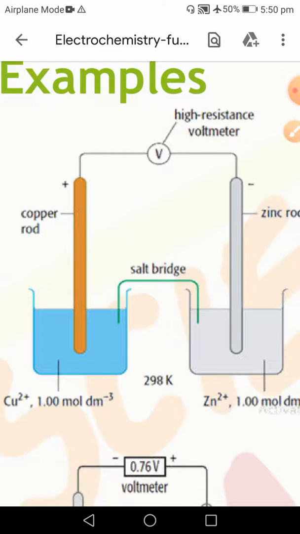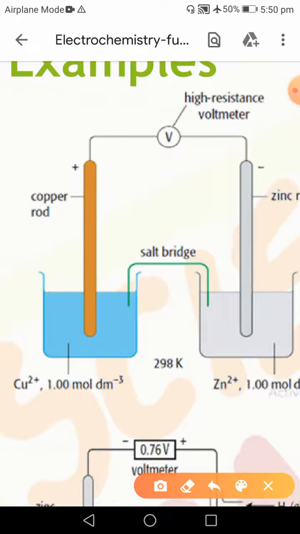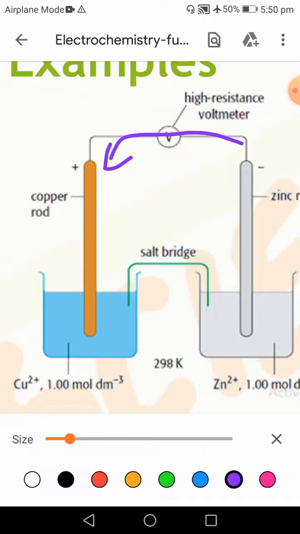Okay, so now electrons flow. Cambridge may sometimes ask you about the flow of electrons. So electrons always flow to the side which gets what? Reduced. So electrons will flow to this side.